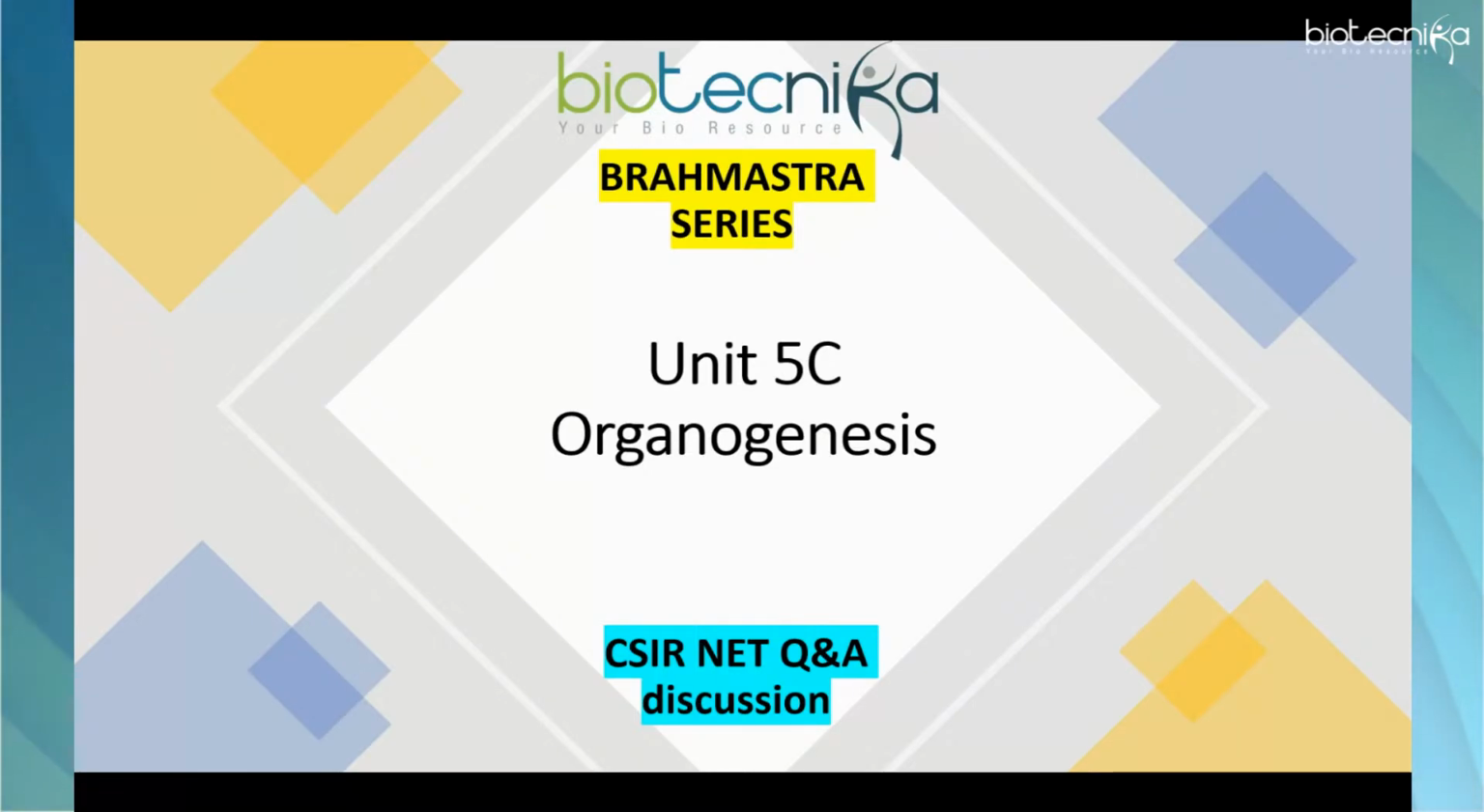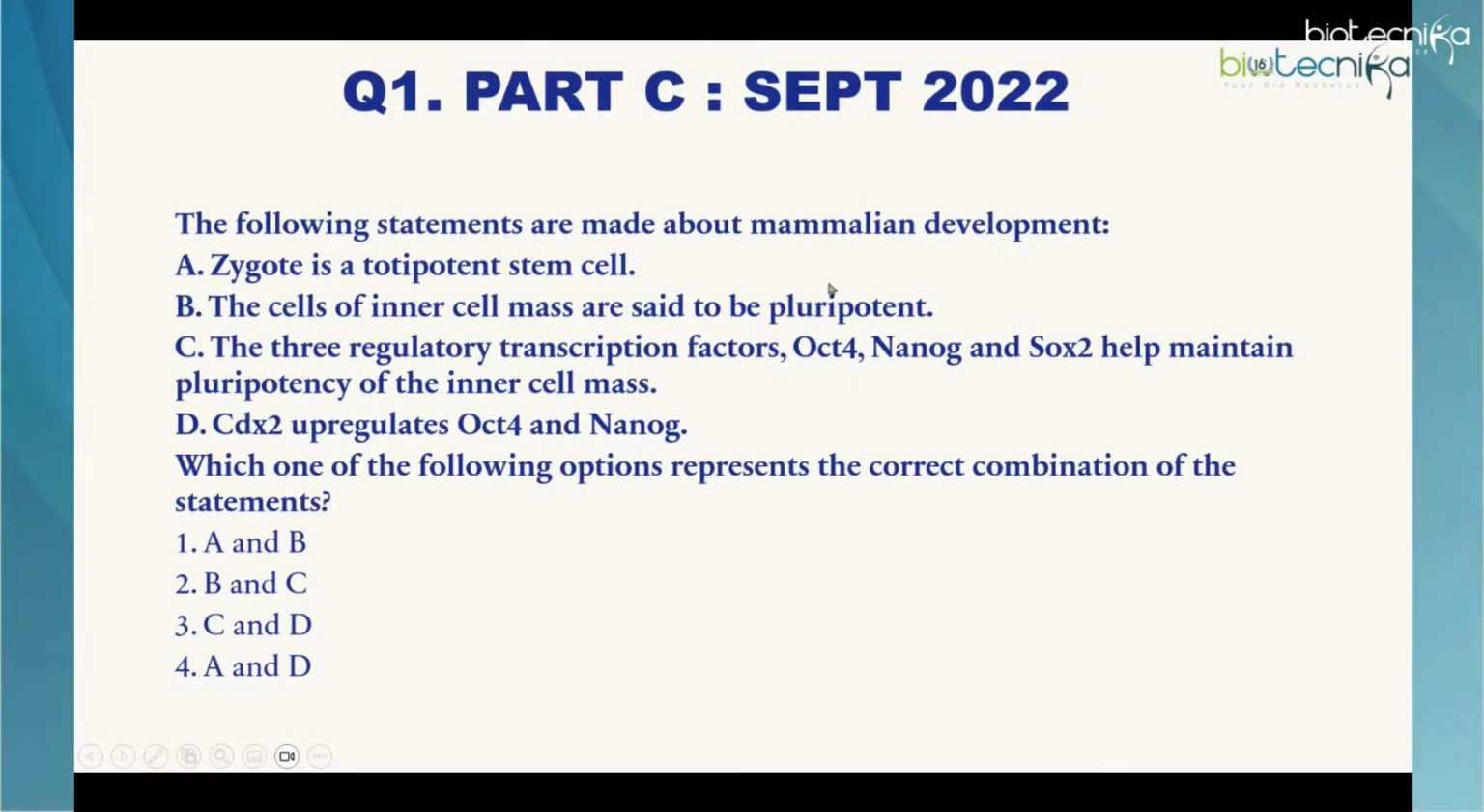Okay, so today we'll be starting with the Unit 5C questions. We'll be discussing the Unit 5C questions only, which is organogenesis. We have already seen a few of the topics in the previous Brahmastra series of Unit 5, developmental biology. Today we'll be seeing a few more. The first question is from September 2022. It is on mammalian development.